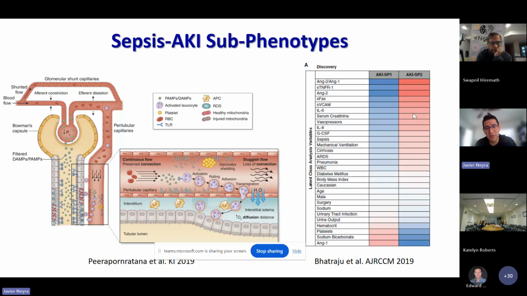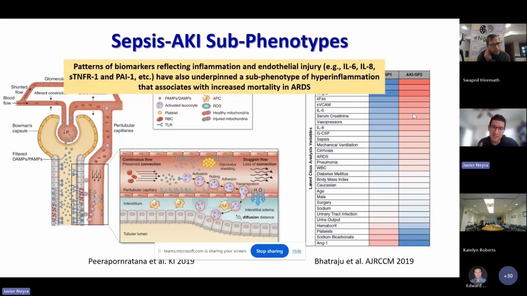But in clinical trials of sepsis, of course, a lot of those patients develop AKI. They have tried to identify, using latent class analysis, variables that can differentiate the type of AKI. And with this latent class analysis, they found two subphenotypes, SP1 and SP2, very different. You see all these parameters that play a role, some biomarkers that were available from the trials, some characteristics of the patient.